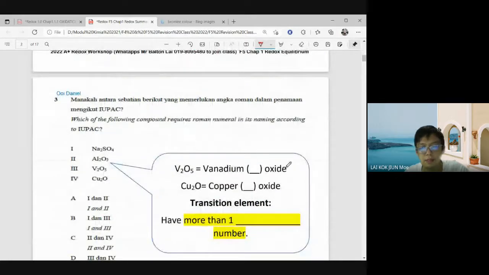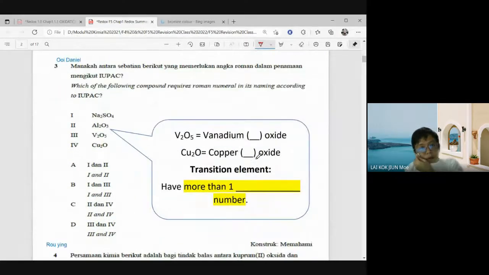Okay, how about oil, Daniel? For this, the answer is D. Donkey, 3 and 4. Why do you know 3 and 4? It says Roman numeral. Roman numeral must be shown if there are many oxidation numbers, you must show it. So, for sodium sulfate, does sodium have many oxidation numbers? No, only positive 1, right? So no need. Does aluminium have many charges? No, positive 3 only. No need.